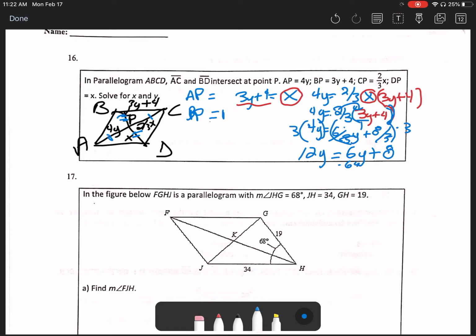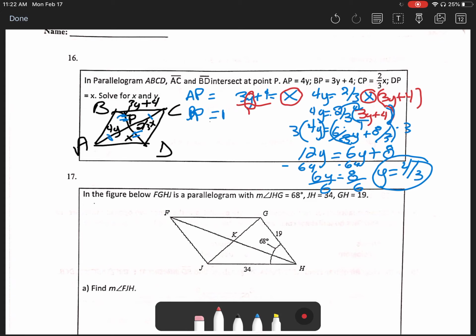Subtract 6y, subtract 6y. I have 6y is equal to 8, divide by 6, divide by 6. Y is equal to 8/6, or it could also be equal to, because we could write it out, 4/3. So I know my y value is 4/3. Once I know my y value, I can actually plug 4/3 in to find my x value.